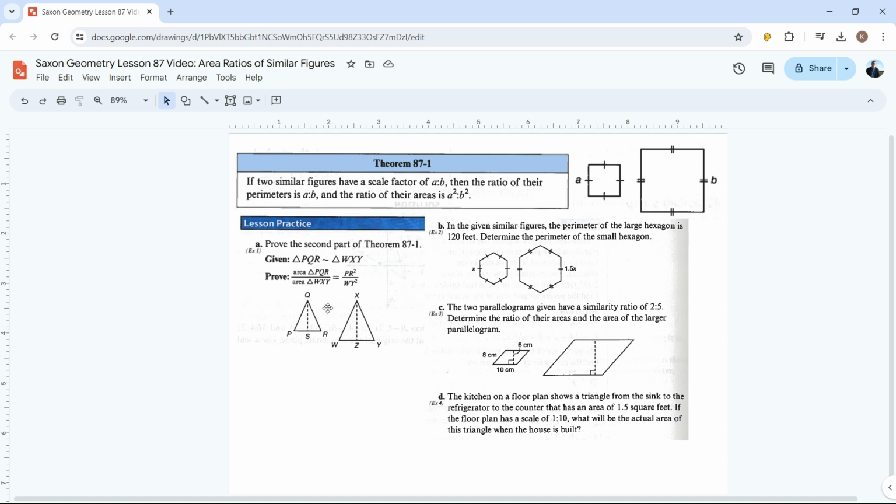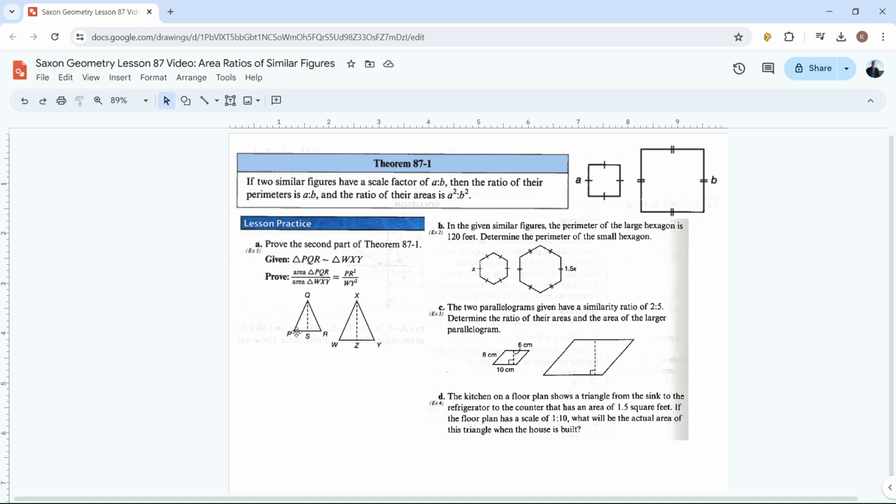The first thing we need to do is prove that. Letter A says prove the second part of theorem 87.1. That's proving that the ratio of the areas is a squared over b squared. In other words, for these two triangles, I'm proving that the area of triangle PQR divided by the area of triangle WXY equals PR squared over WY squared.